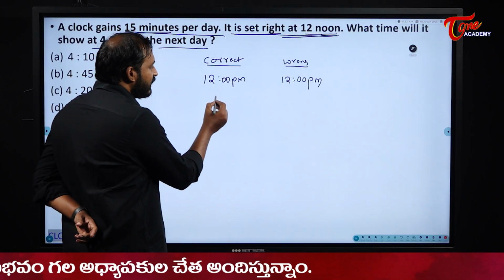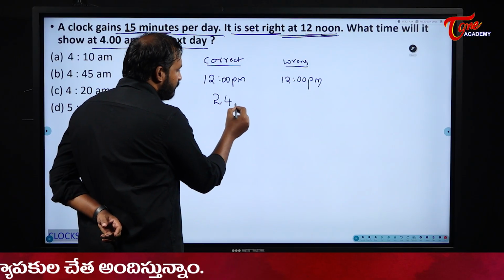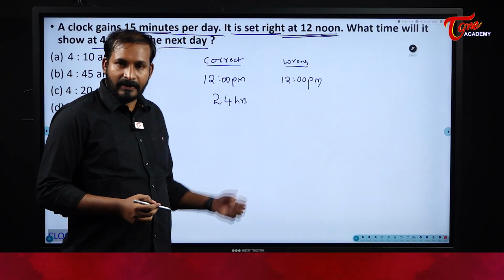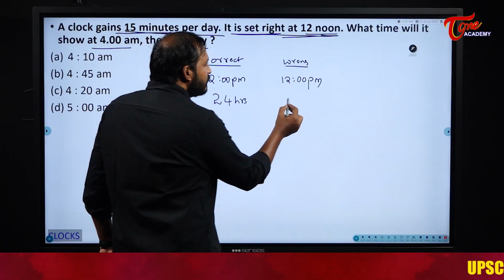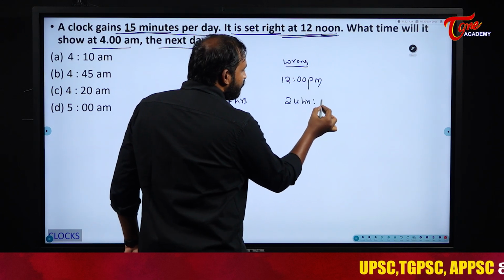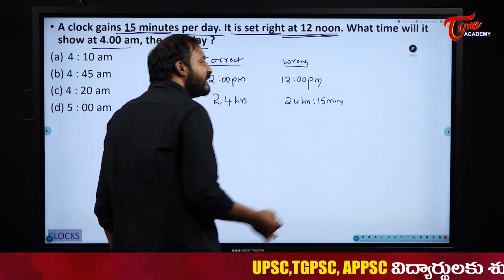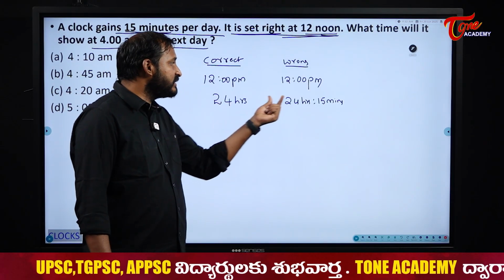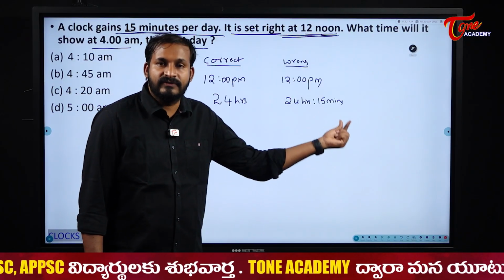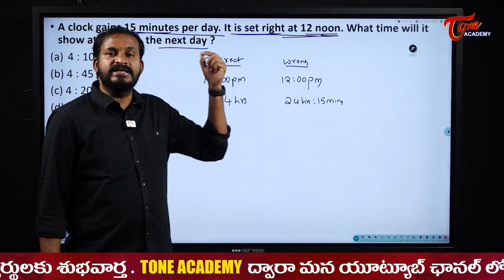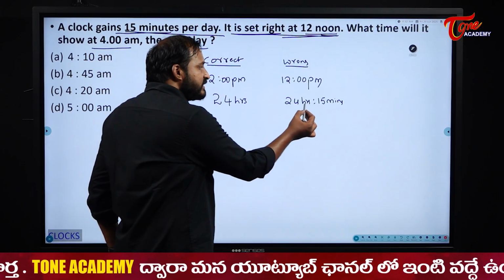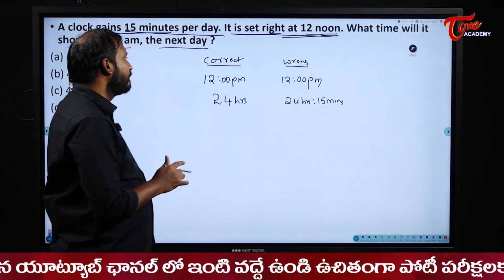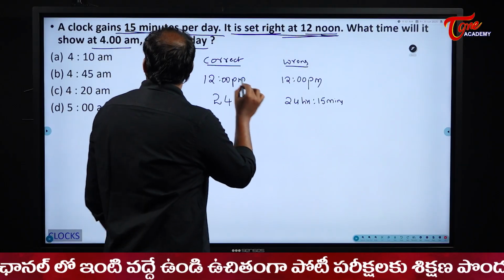That means if the correct clock runs 24 hours, what about the wrong clock, students? Our given clock will show 24 hours 15 minutes, because it will gain 15 minutes in a day. In a correct clock, if it runs 24 hours, my wrong clock will run for 24 hours 15 minutes. The reason is, it is gaining 15 minutes per day. Please be careful, students. This is hours and this is minutes. You should be very careful with this one. Okay, understood? Now, what time will it show at 4 a.m.?